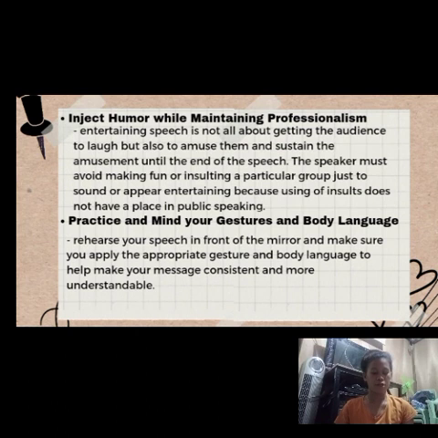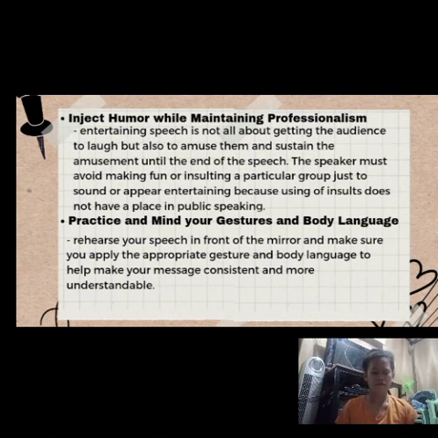Practice and mind your gesture and body language. Rehearse your speech in front of the mirror and make sure you apply the appropriate gesture and body language to help make your message consistent and more understandable.